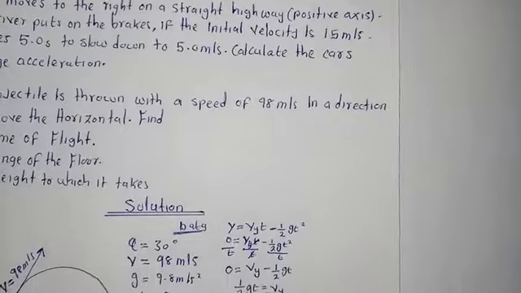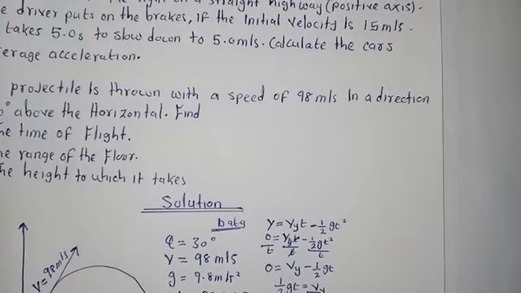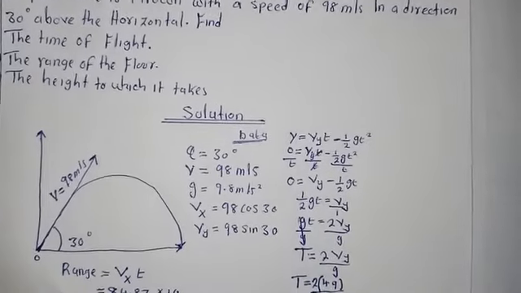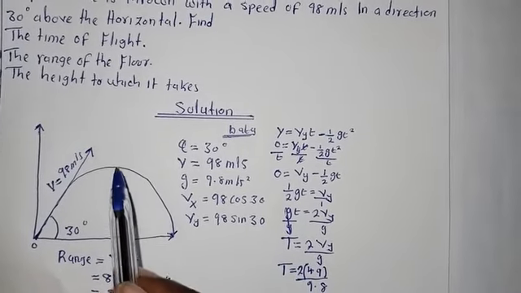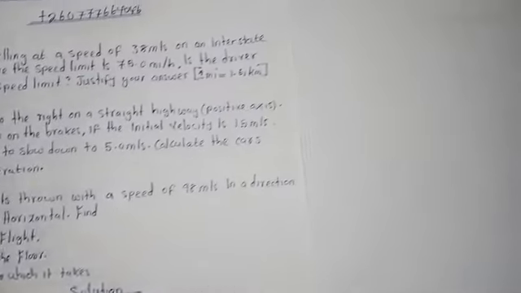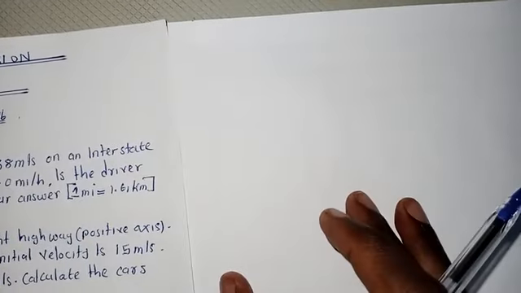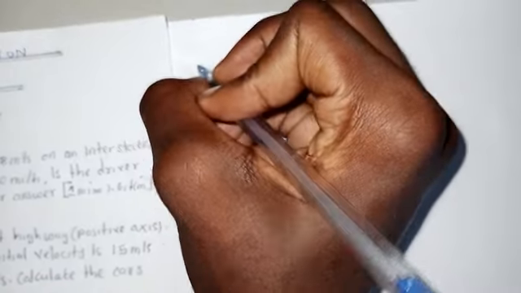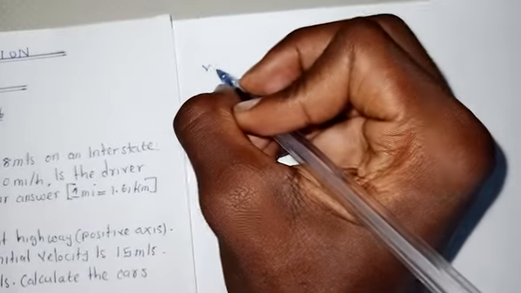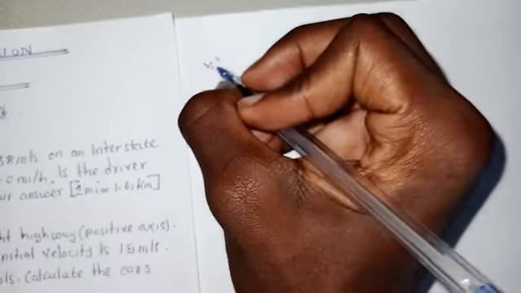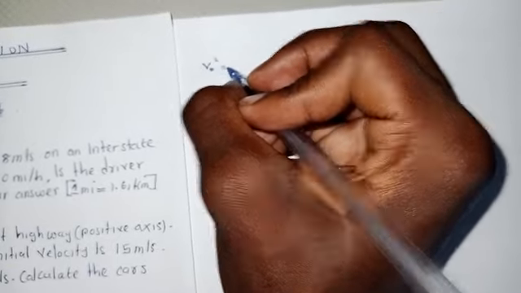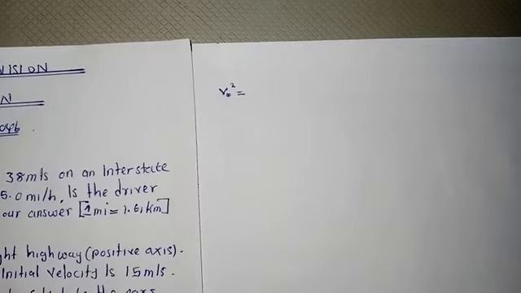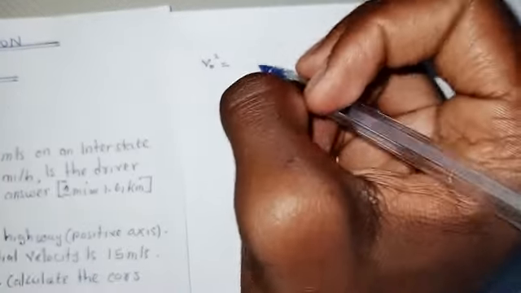So the other one is simply saying that we find the height to which it takes. Okay, they want us to find this height from here up to here. Now to find this height, this is very simple. We know that the formula of use, we know that this is going to be V squared, this final. Those of you that follow me, I'm sure you know by now what I'm doing, if you follow this channel.